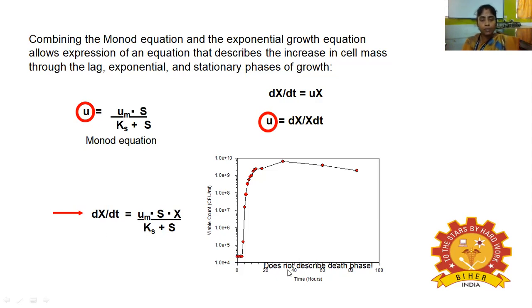This means that it will not be able to describe your death phase, since your product is forming in the stationary phase, after the microorganisms have utilized all the nutrients for product formation from the exponential growth phase.